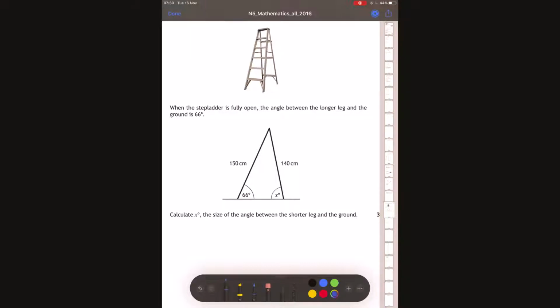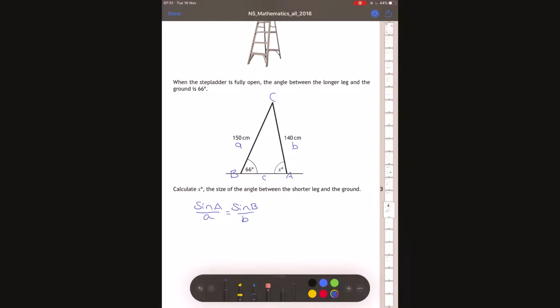Now, next step is I'm going to label up this triangle. I'm going to make that A, B, B, C, and C. So I'm going to rewrite the sine rule as sine of A over A equals sine of B over B with the angle on top, which means that when I bring this over to that side, it's much easier.